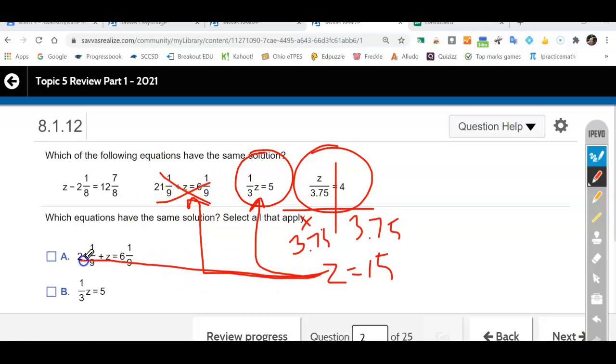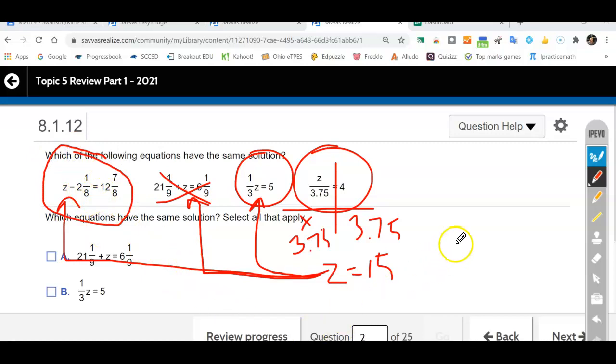What if I plug in z right here, 15? 15 minus 2 1/8. Does that leave me with 12 7/8? I believe it does, doesn't it? Yes. So this one is also 15.